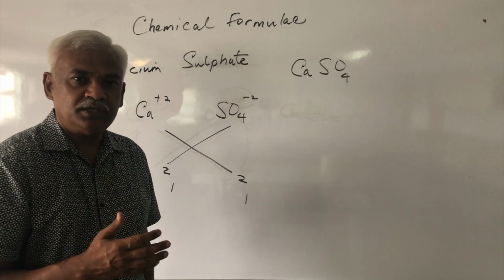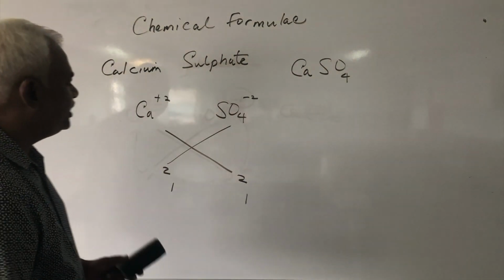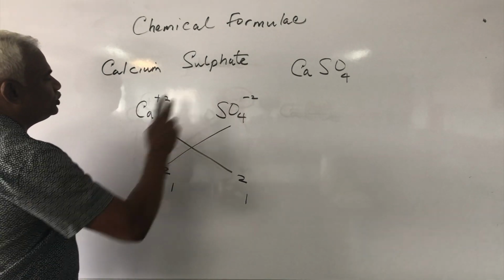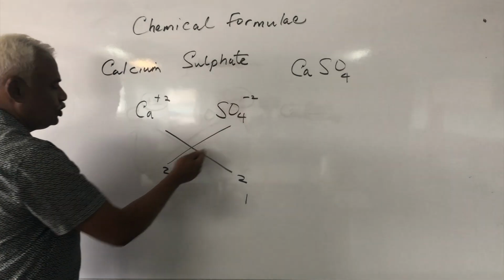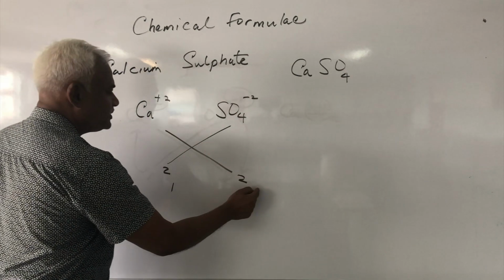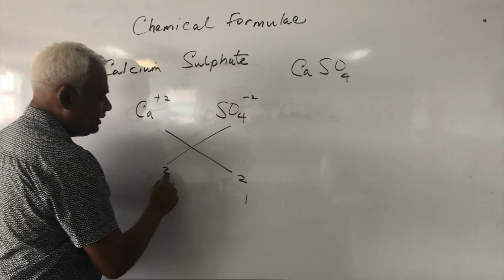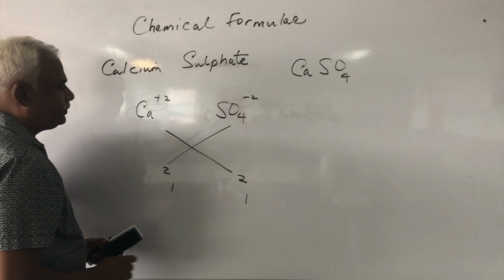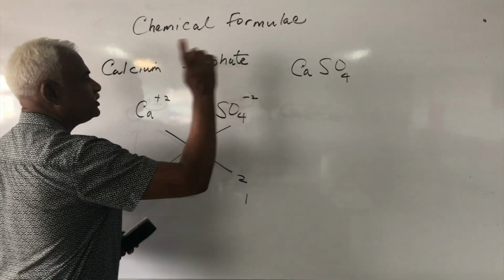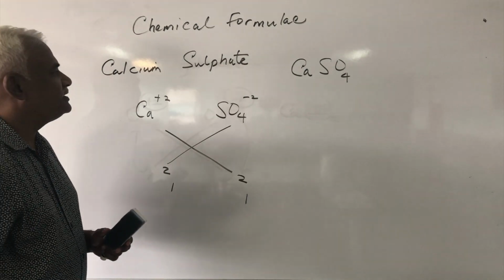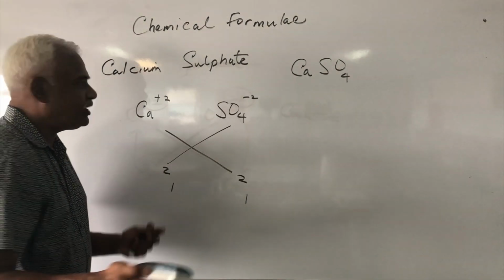Now, once we know the charges on the ions, we're able to cross multiply, and then we interchange the numbers. Again, calcium sulfate, calcium is +2, sulfate is -2. We cross, this number 2 comes here, this number 2 comes here. The numbers are the same, so I have 1 to 1. I have 1 calcium to 1 sulfate. Calcium sulfate, CaSO4. Let's try another.